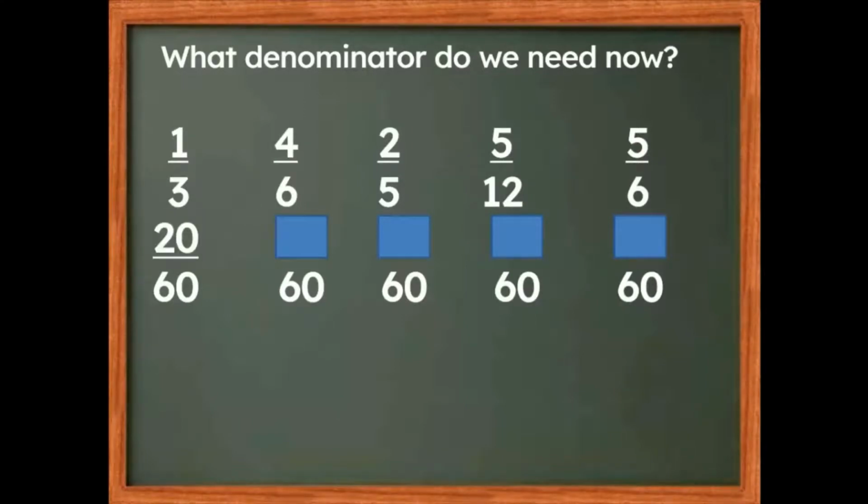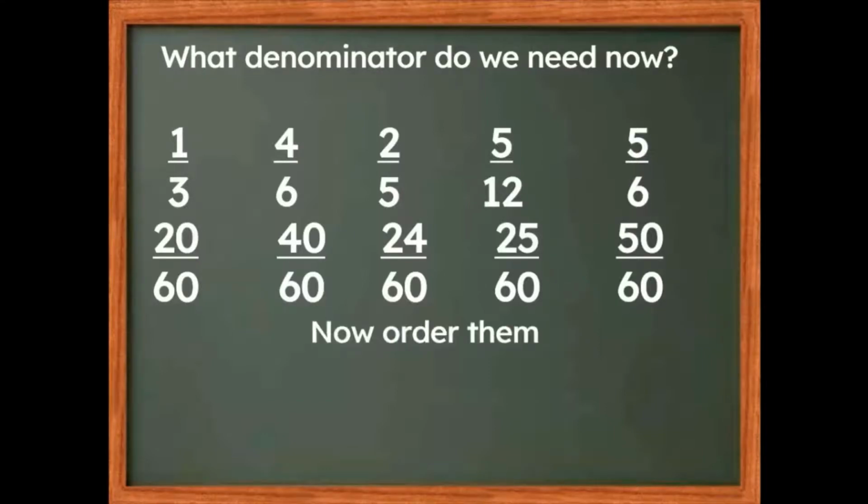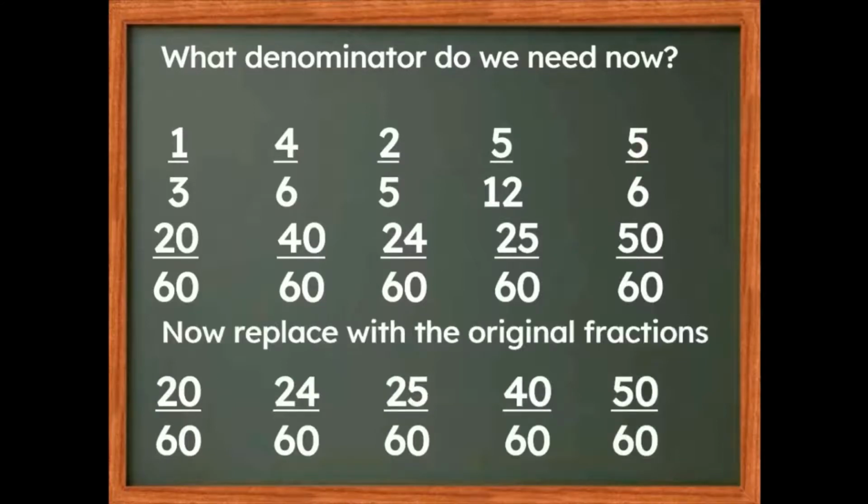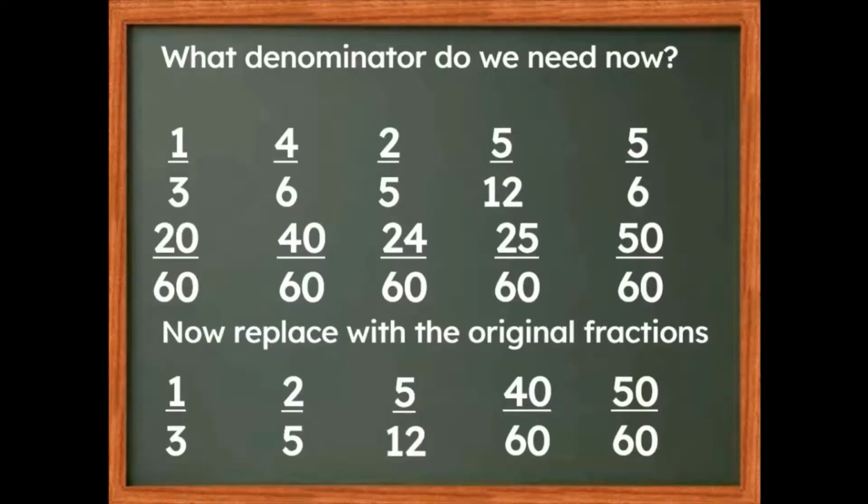So 1/3 is 20/60, 4/6 is 40/60, 2/5 is 24/60, 5/12 is 25/60, and 5/6 is 50/60. Put them in order. 20 goes first, then 24, 25, 40, 50, and replace them with the original fractions. 20/60 is a third, 24/60 is 2/5, 25/60 is 5/12, 40/60 is 4/6, and 50/60 is 5/6.